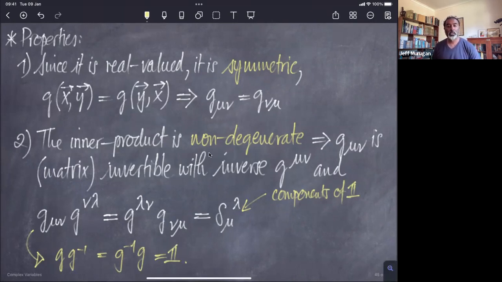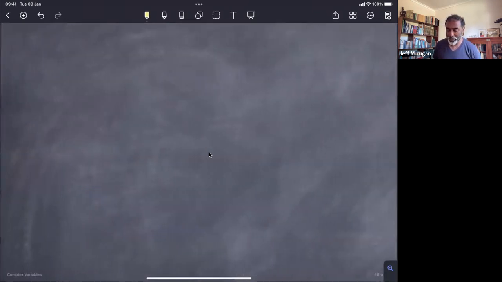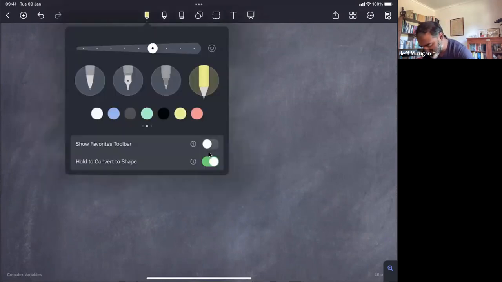Okay. This additional structure that the metric gives us allows us to identify V and V star, in the sense that if given some covector F that lives in V star, I can always find a vector in V, let's call that F tilde, such that F of X is the same as F tilde paired with X. Let's write that down because that was a bit of a mouthful.